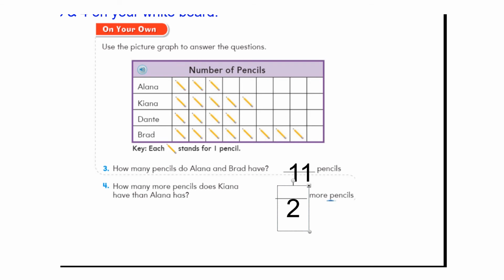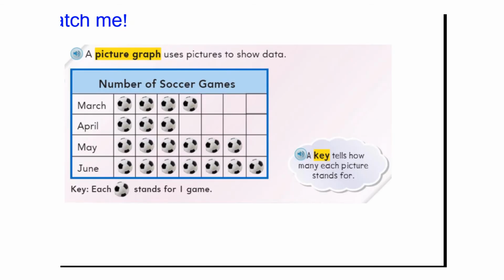Okay, so let's look at this next picture graph. The title is called The Number of Soccer Games, and we're not looking at people anymore. We're looking at the number of soccer games in each month, and each soccer ball stands for 1 game. So the key is telling us how many the picture stands for. Okay, so the most soccer games were played in what month? We are looking for the most soccer balls, and that is in June.